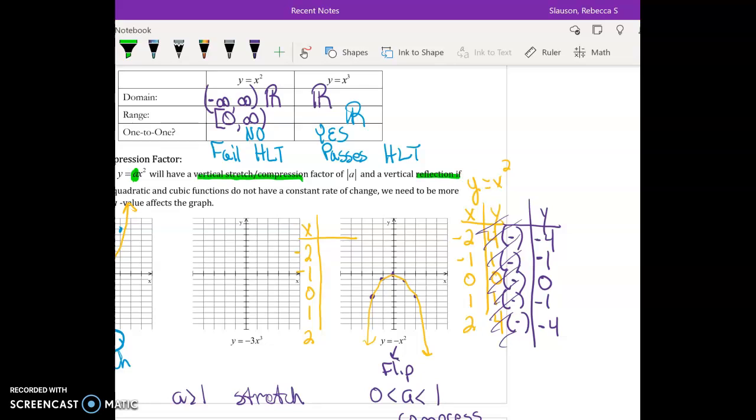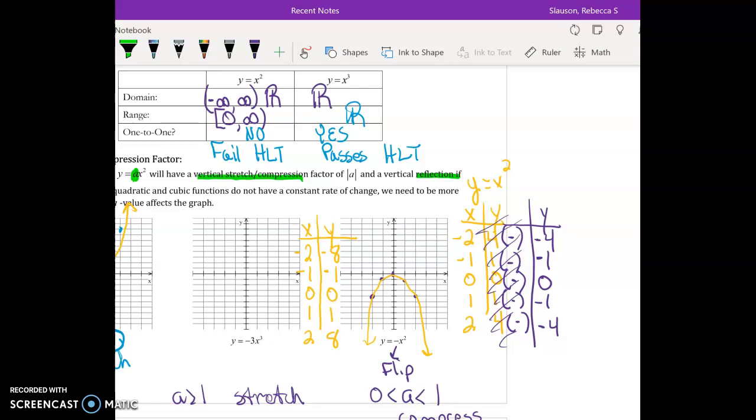So you just have to think negative 2 cubed is negative 2 times negative 2, which is 4, and 4 times the other negative 2 is negative 8. Negative 1 cubed is negative 1 times negative 1, which is 1. Multiply that with another negative 1, and you get negative 1. 0 is 0, and then here are the other numbers. So let's take a look at what happens with this shape.